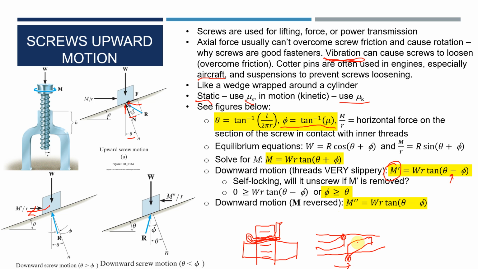Okay. And finally, downward motion. You're reversing the moment. Now you're theta minus phi instead of phi minus, oh, I wrote this wrong. Look at this. It should be phi minus theta, not theta minus phi. You're pushing downward this way. You're reversing the moment. You're trying to unscrew it.